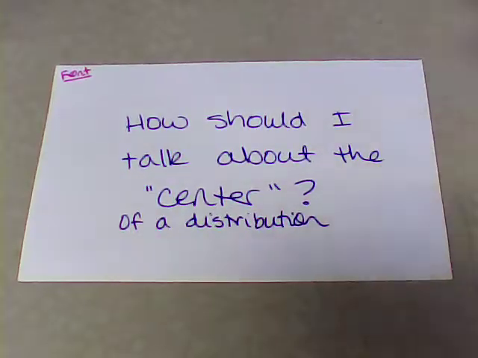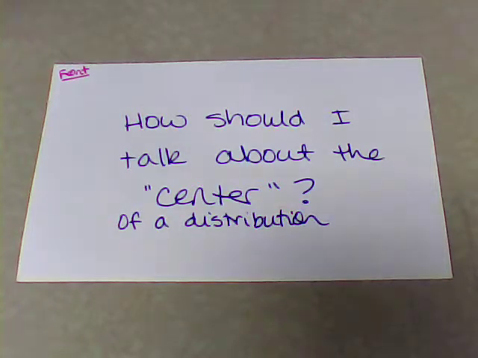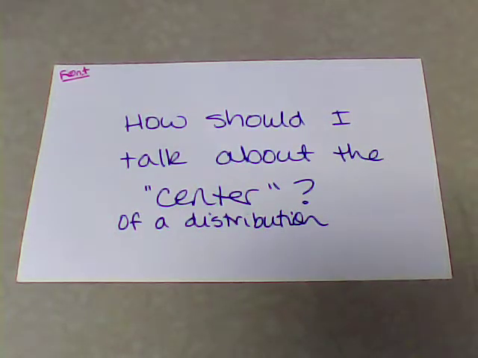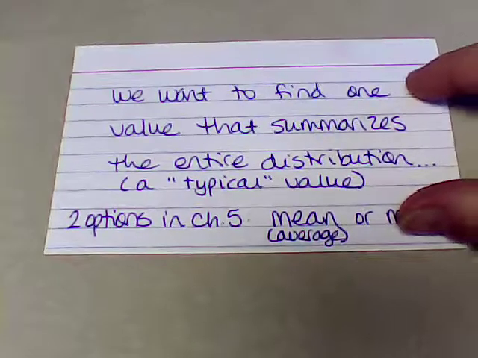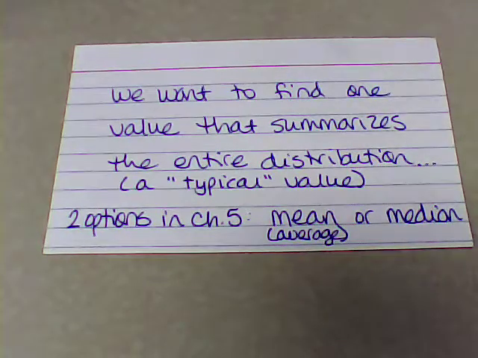Okay, so after shape and outliers, we've got center. So how should I talk about the center of a distribution? And again, Chapter 4 is kind of like an introduction to Chapter 5 and quantitative data distributions. So in this case, center, you're trying to find one value that summarizes your entire distribution. So another way to think about it is, what's the typical value?